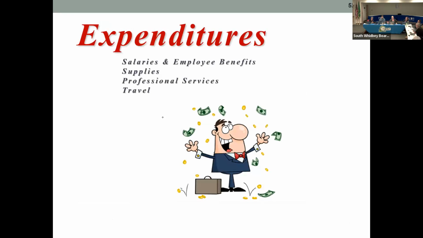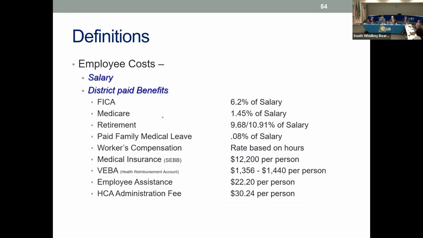So then we get into the expenditures, which is broken down into salaries and employee benefits, supplies, professional services, and travel. Few definitions. When we talk about employees, we talk about salary and district paid benefits. And the district paid benefits are things like FICA, Medicare, retirement, kind of your tax stuff, paid family medical leave, workers' compensation, and then things like medical insurance, VEBA, which is a health retirement account that we provide money, employee assistance funds, or healthcare administration. Healthcare has to do with the medical insurance through the SEB program.